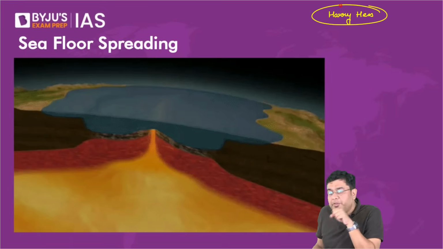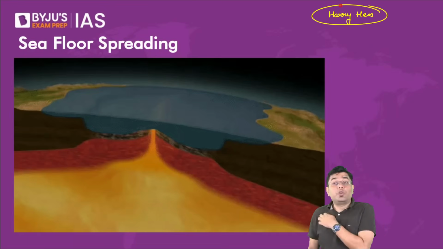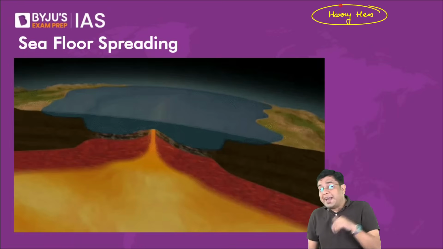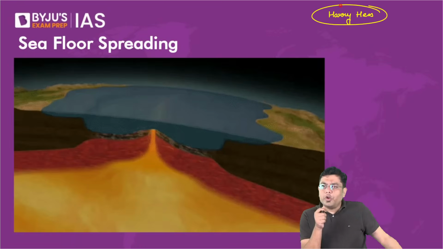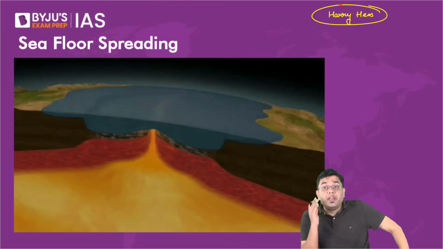So imagine a world without the Atlantic Ocean. That means North America would have been very much attached to Europe, and South America would have been very much attached to Africa, and then the Atlantic Ocean would have been created. Now, how do we know this? And how will we lead to this?